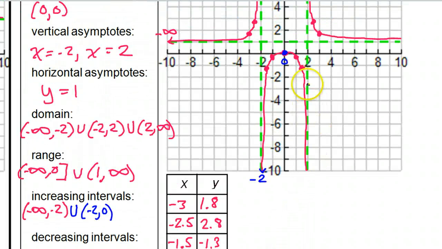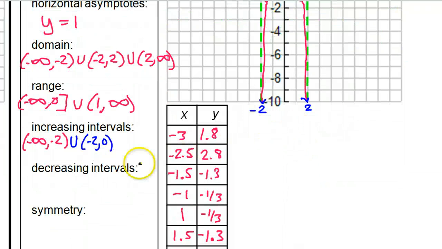Okay? But then, as it continues from there, from 0 to 2, and again, this position, don't say negative infinity, I want x values. So this is 0, x value, and this is an x value of 2. So from 0 to 2, we are now decreasing. Okay, so that's a decreasing interval from 0 to 2.